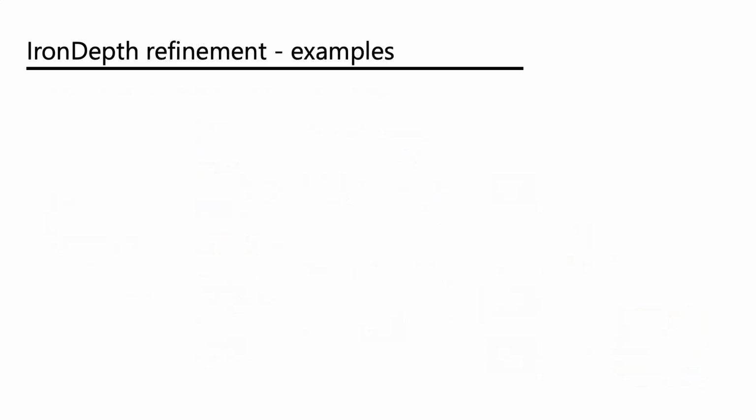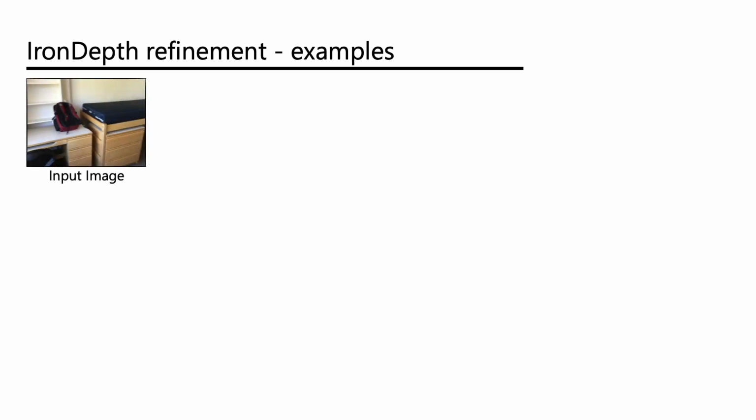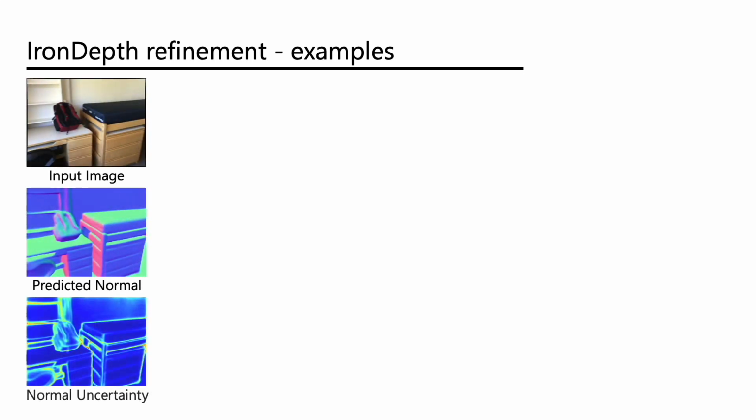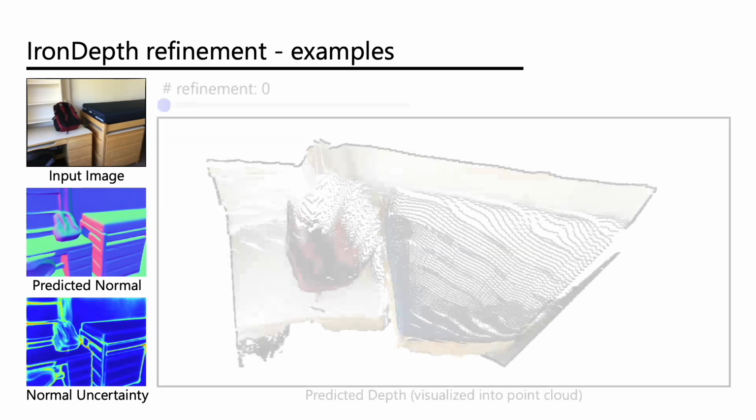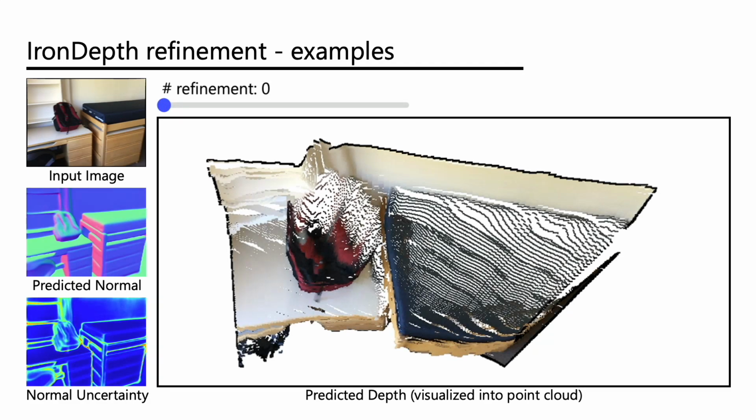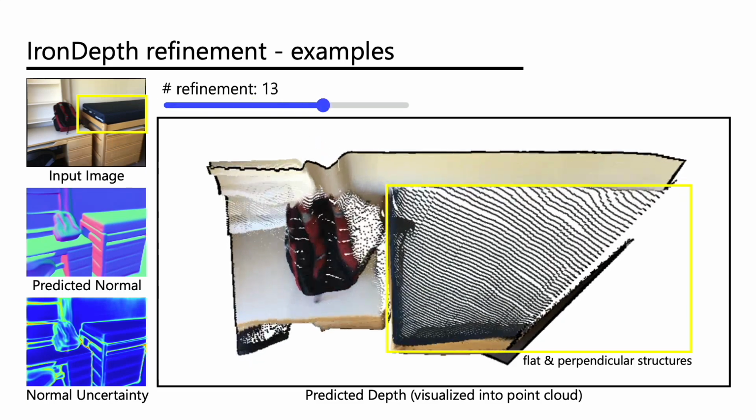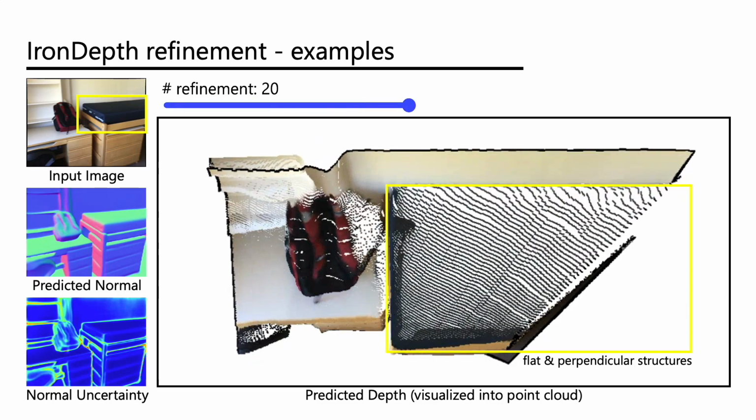Here we demonstrate how the proposed framework refines the predicted depth map. Here is an input image, the predicted surface normal, and the associated uncertainty. Here is the initial depth map visualized into a point cloud. In this example, there is a bed, which should have a rectangular shape and should be parallel to the wall. While neither of these characteristics is captured in the initial depth map, IronDepth can recover the right geometry using the predicted surface normal.